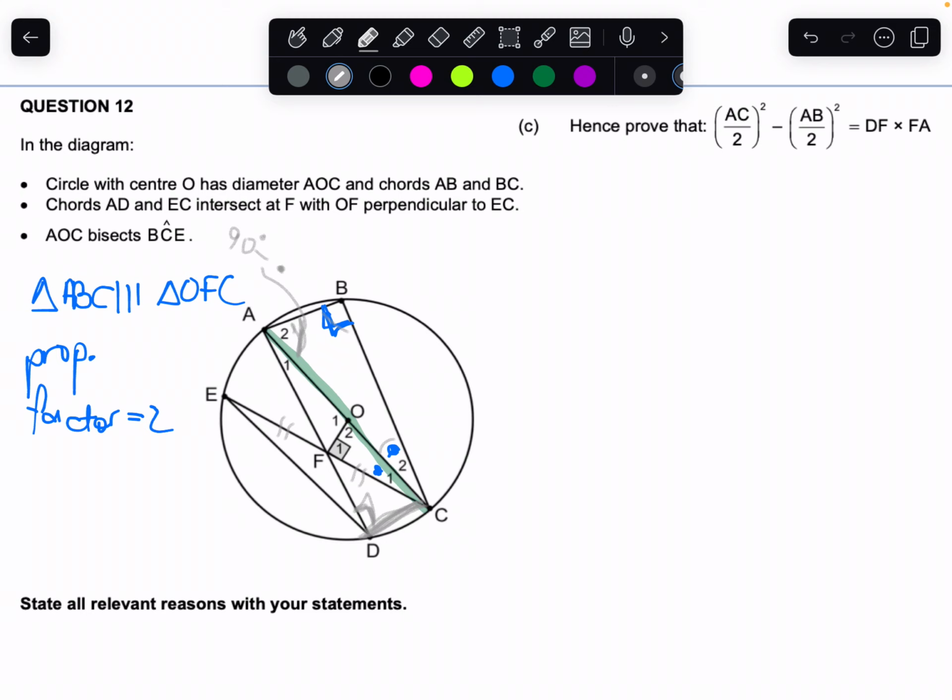Okay, well, so this angle over here is also dot because of angles in the same segment. So if you imagine this chord here, you're subtending that angle at the circumference and you're subtending that angle at the circumference. So that's also a dot.